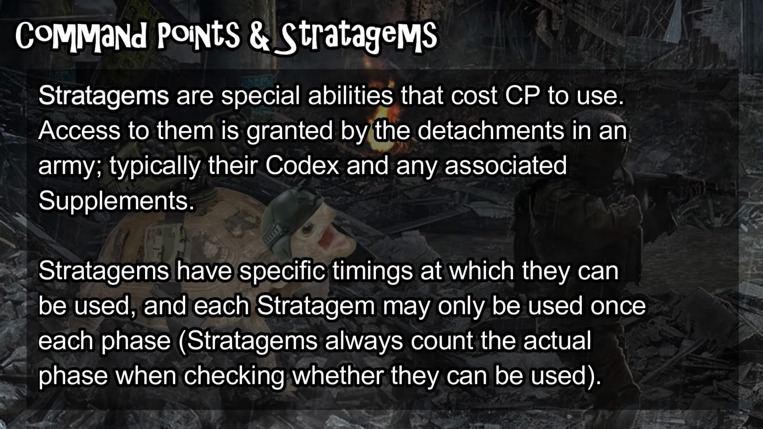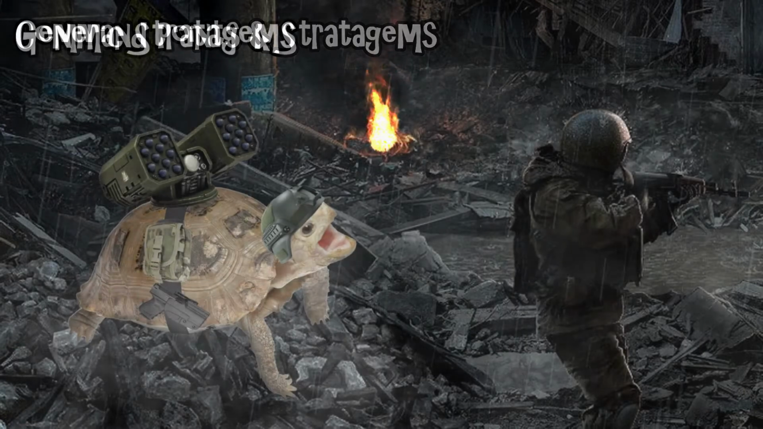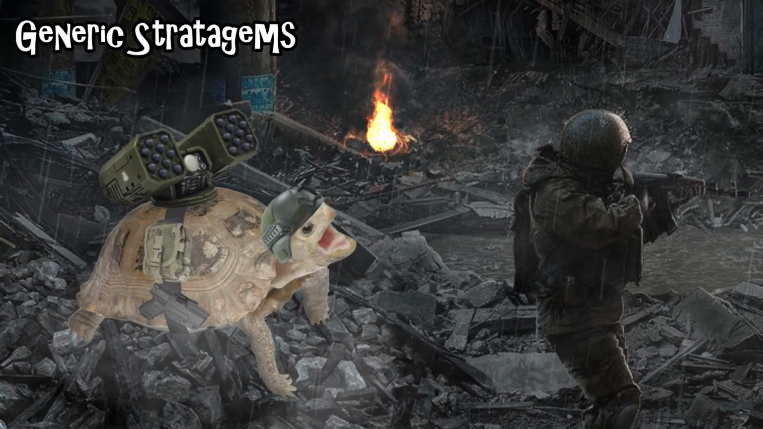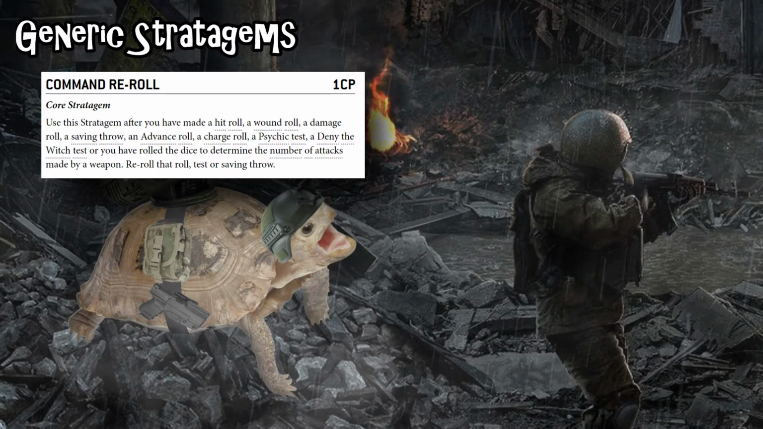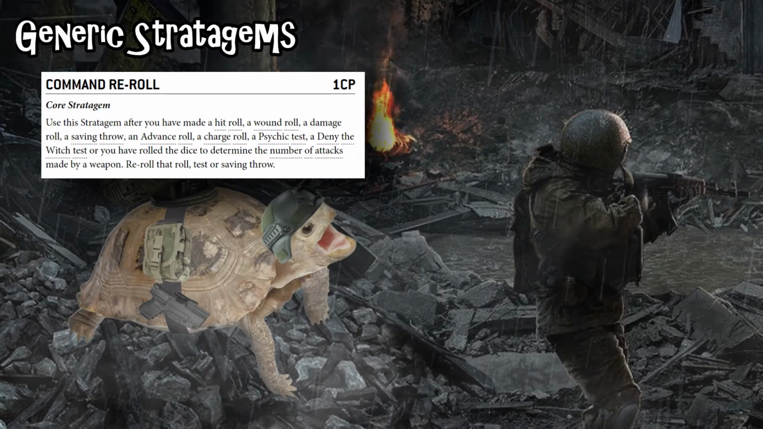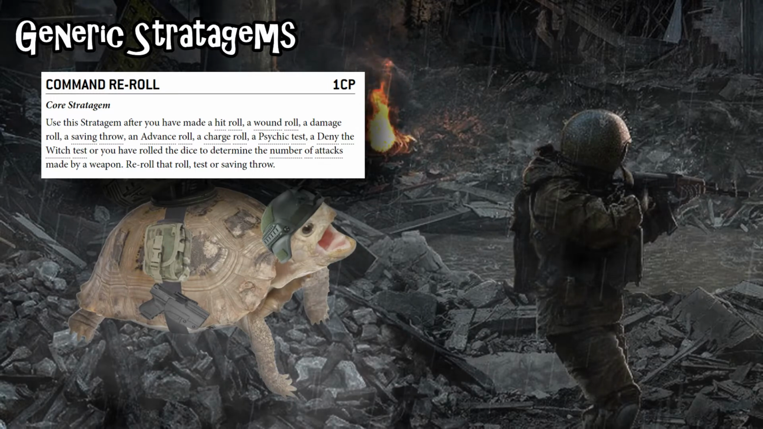And I will discuss those here real quick because every army having access to them means that they are very integral to how 40k plays. The first one, and probably most common one, is command reroll. This allows you to reroll a single hit roll, wound roll, damage roll, saving throw, advance roll, charge roll, psychic test, or deny the witch test, or the dice that you roll for a number of attacks for a weapon.